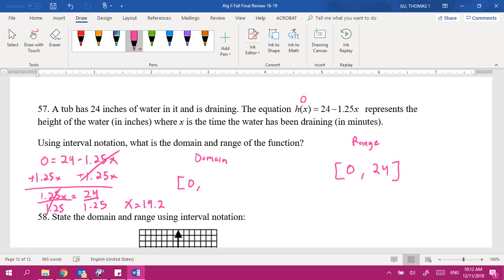So at 19.2 minutes, that's when your tub is completely empty, and that's going to be when your timer stops, right? When your tub's empty. So 0 to 19.2 is going to be the domain. And that's number 57.